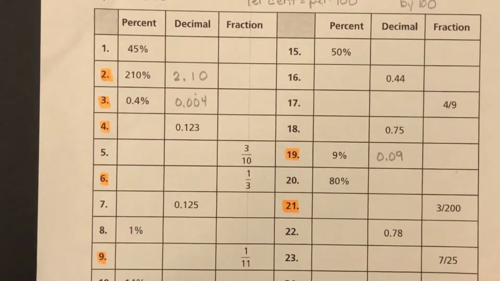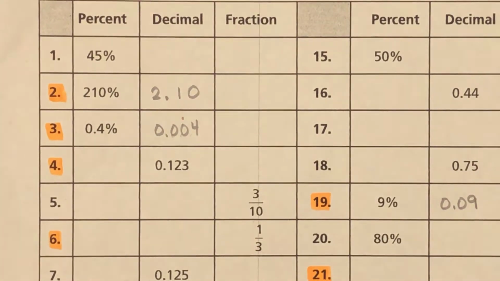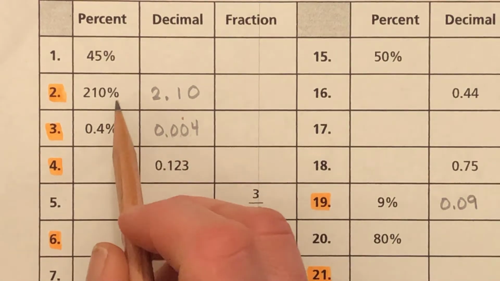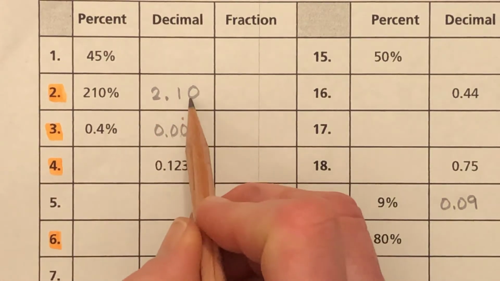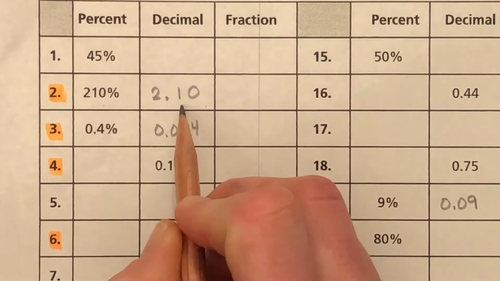Let's start with number 2 we're doing together, 2, 3, and 4. I went ahead and converted all my percents to decimals. All I'm doing is moving the decimal two places to the left. To go from decimal to percent, you multiply it by 100. To go from percent to decimal, you divide it by 100.